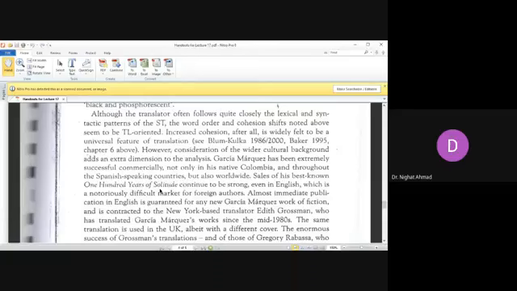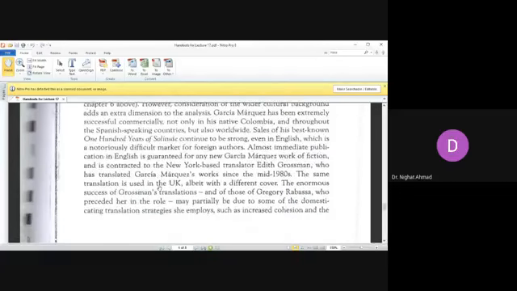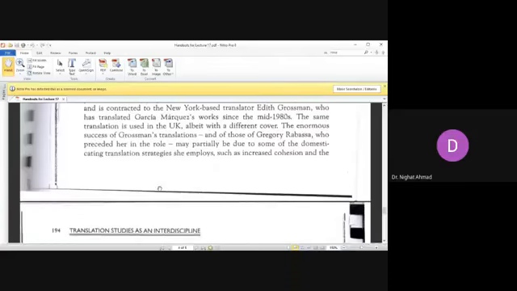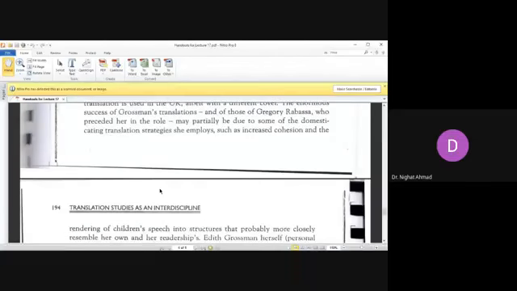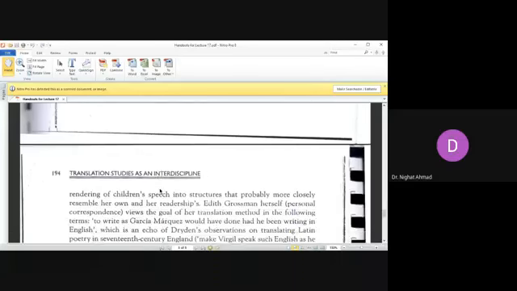He got a fixed translator who has been translating Garcia Marquez's work since the mid-1980s, and the same translation is also used in the UK with, obviously, a different cover. The enormous success of Grossman's translations, and those of Gregory Rabassa, may partially be due to the domestic market. So Garcia Marquez's translation is a success story, the way it has been carried on, and it's acceptable in the English market, not only in the USA but in the UK as well.